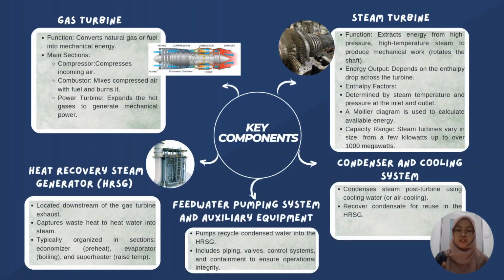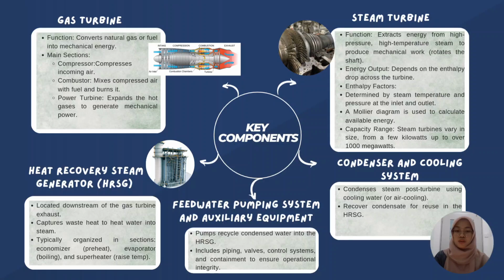Now that we have seen the basic construction, let's take a closer look at the key components that make up a combined cycle power plant. Each of these parts plays an essential role in ensuring efficient energy conversion. Let's begin with the gas turbine first. Its main function is to convert natural gas or fuel into mechanical energy. It consists of three main sections.